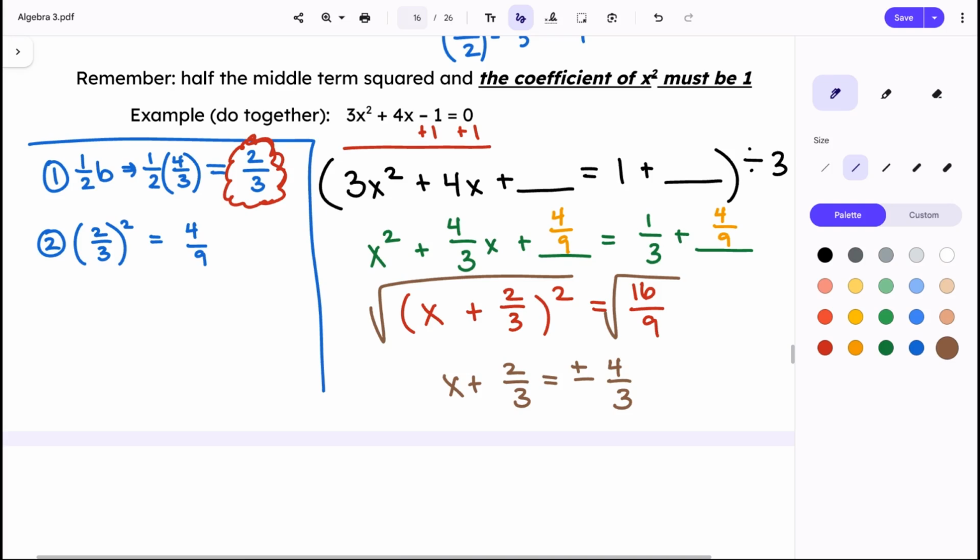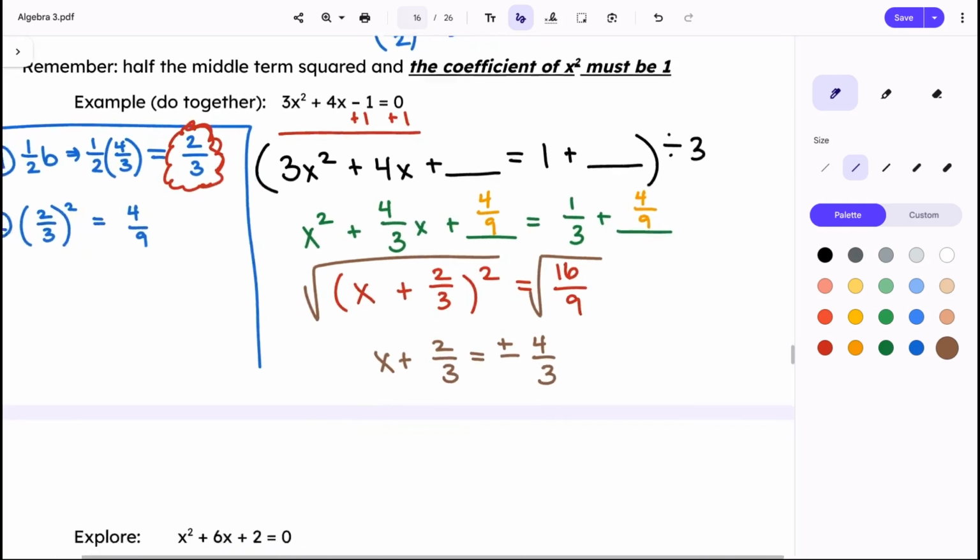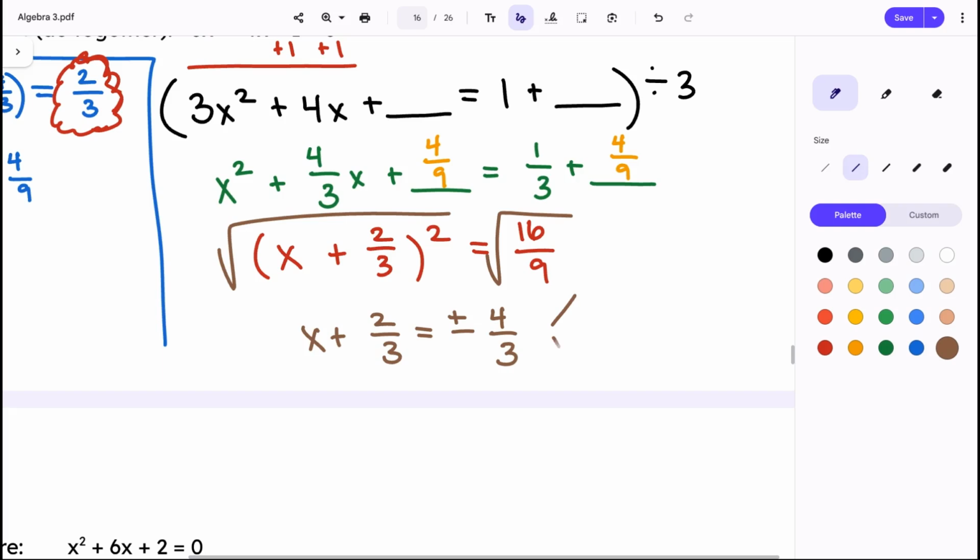Okay, we are almost done. We need to subtract 2/3 over to get x by itself. But remember over there on the right side, it's a positive 4/3 and it's a negative 4/3. So you have to think about it both ways. You have to think about 4/3, the positive side, minus 2/3, and negative 4/3 minus 2/3. So we have to make sure that we have both answers.